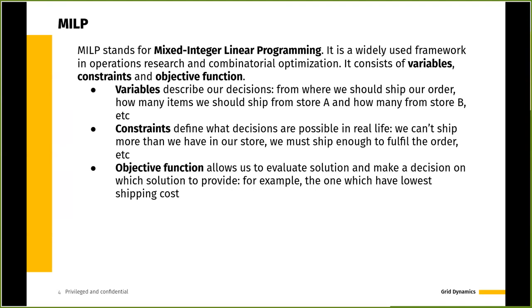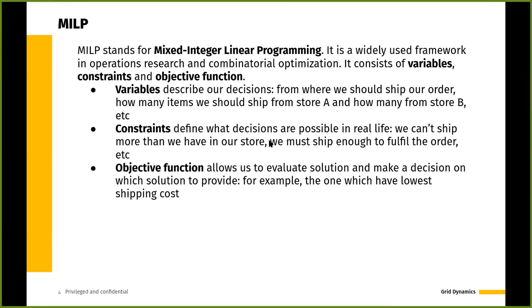So essentially, MILPs consist of three main objects. It's variables, constraints, and objective function. Variables describe your decisions. So in the variables, you write down, for example, from which store you would like to ship this particular order or that particular order, or maybe you would like to ship an order from 2 stores, and how many items you would like to ship from store A, and how many items from store B, and etc. Anything that you would like to make a decision on, you should write inside your variables.